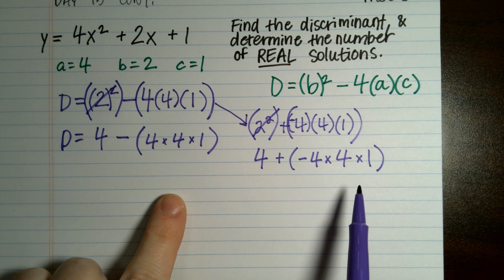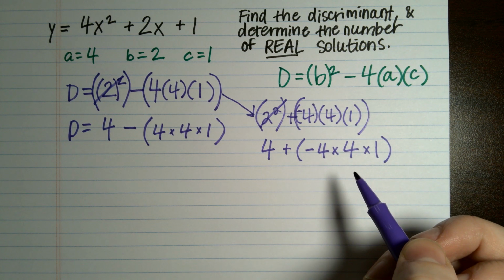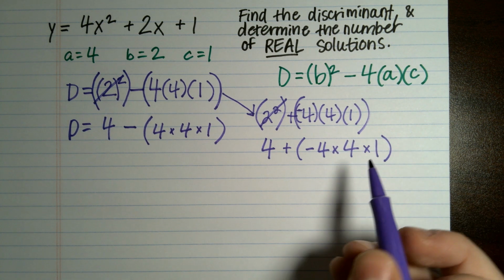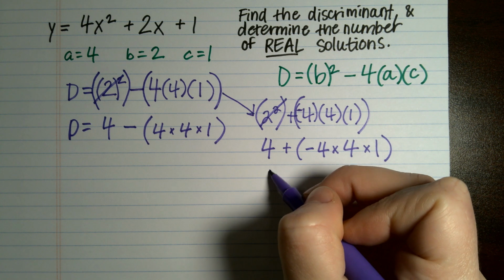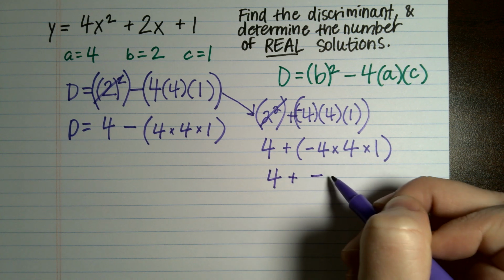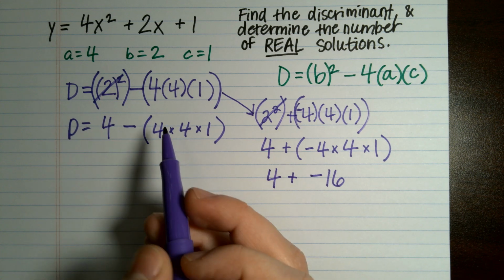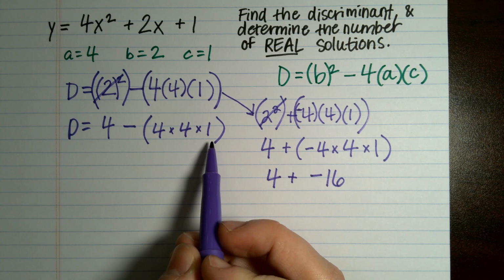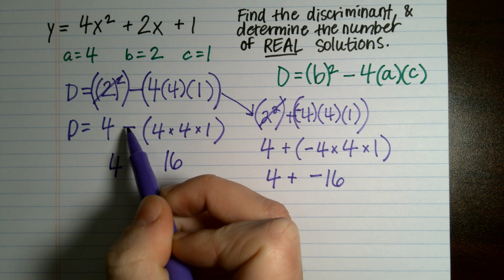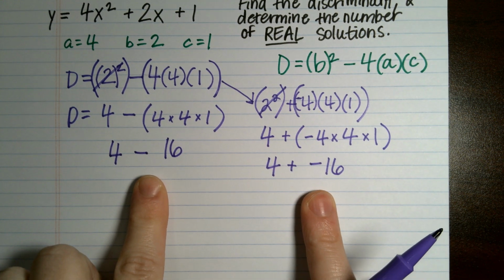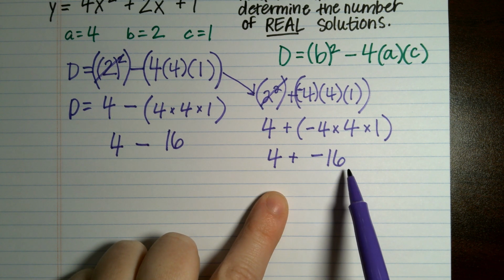So plus -4 times 1, and I get -16. Yes, negative. So whenever we do plus -4 times 4 times 1, we're gonna get 4 plus -16. When we do the first option I was showing you, 4 times 4 times 1 is positive 16, so we're gonna have 4 minus 16. So 4 minus 16 is the same thing as 4 plus -16.